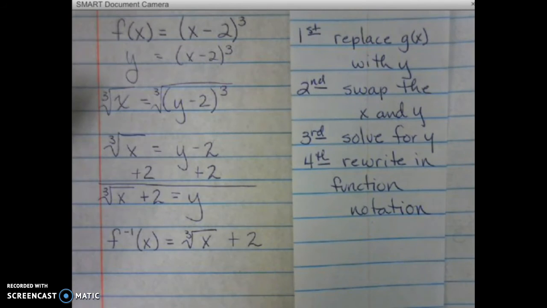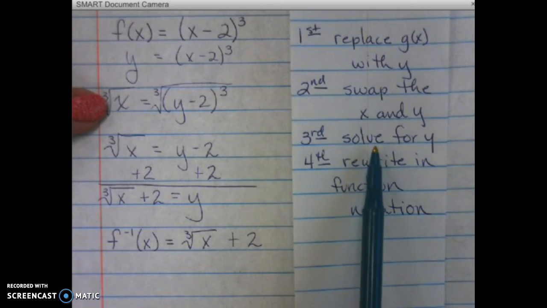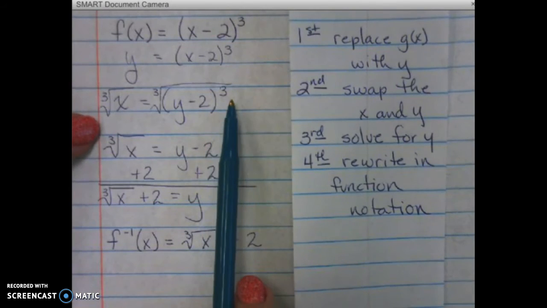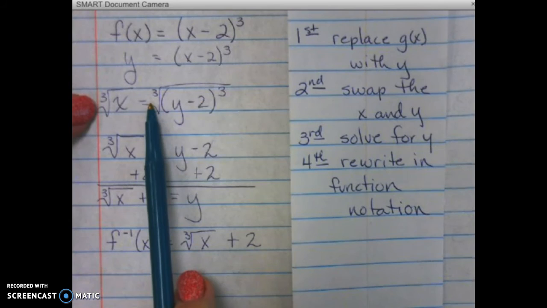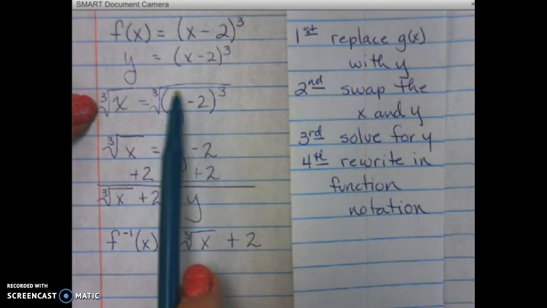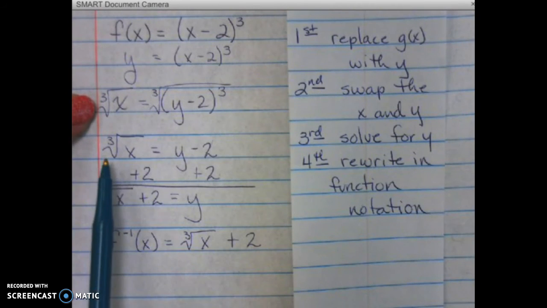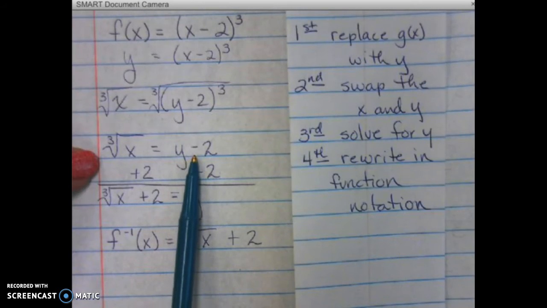Again, I do these 4 steps. I replaced the f of x with y. I swapped the x and the y. Notice that's there on the inside. And then my step 3, I began solving for y. I took the cubed root because I needed to get rid of this cube. So I took the cubed root of both sides. So these two things cancel each other out. They are inverse operations. So I had the cubed root of x is equal to y minus 2.